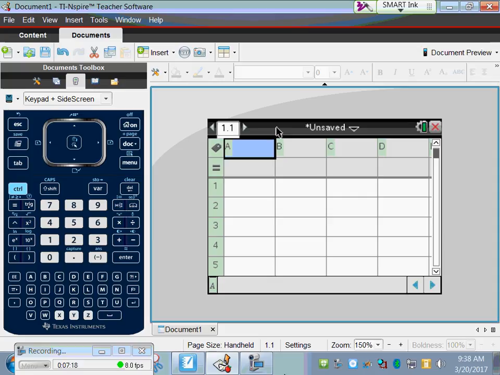So we want to do observed and expected. So you want to label one of them observed, and the other list expected. And our expected is easy. It's 20, 20, 20, 20. And then our observed, we have to enter in the data, which is 32, 20, 16, and 12.